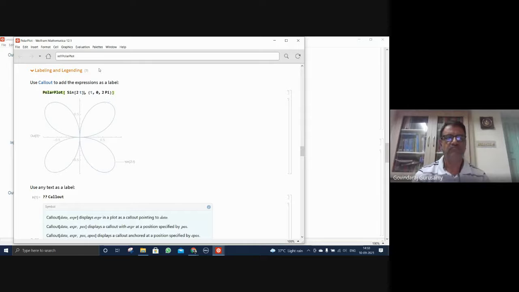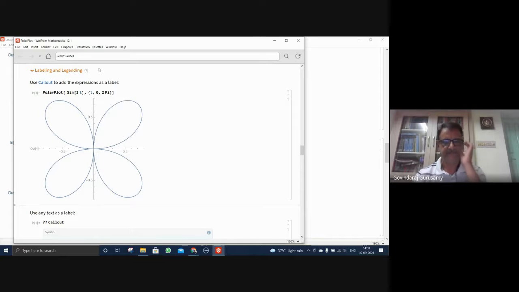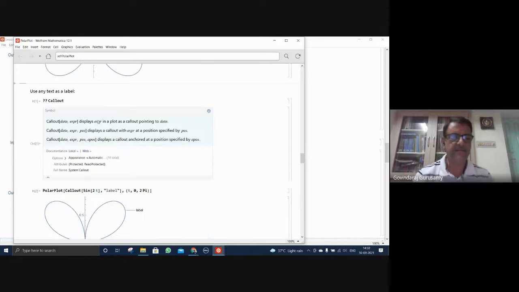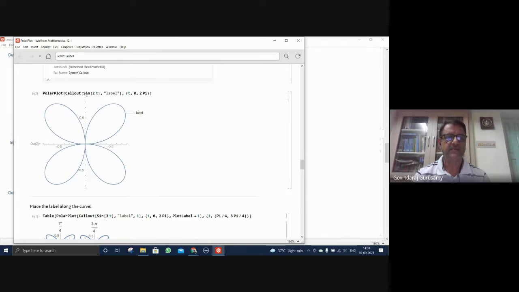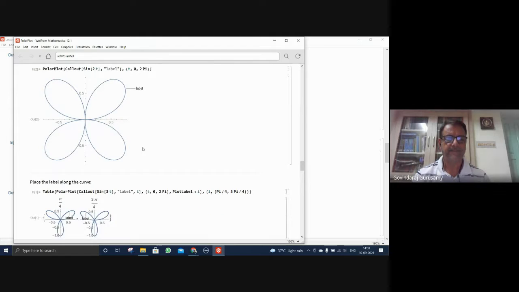Check out. Let's disappear. So if I add callout, that will be entering. There are other options for the callout again. Positions can also be given. Display callout anchored at a position specified by APOS. So that's also possible. You can see now you can callout the label, it is fixed here.